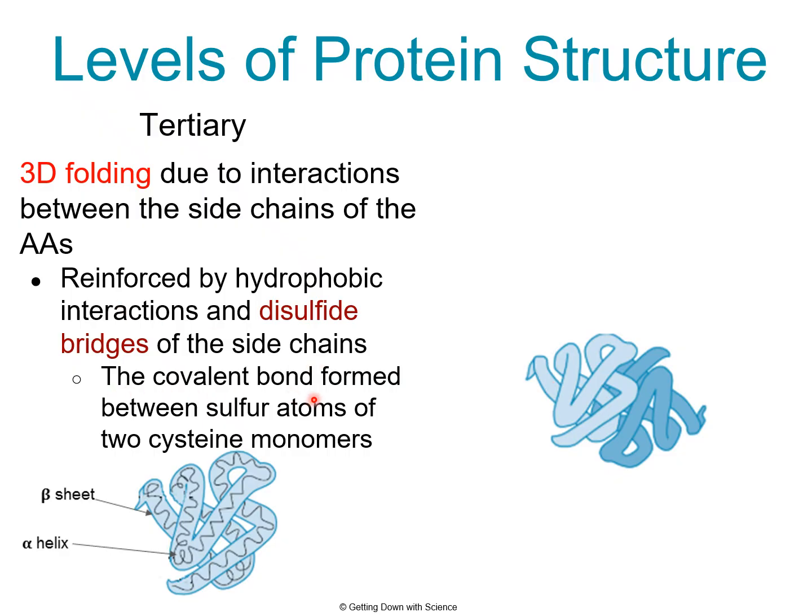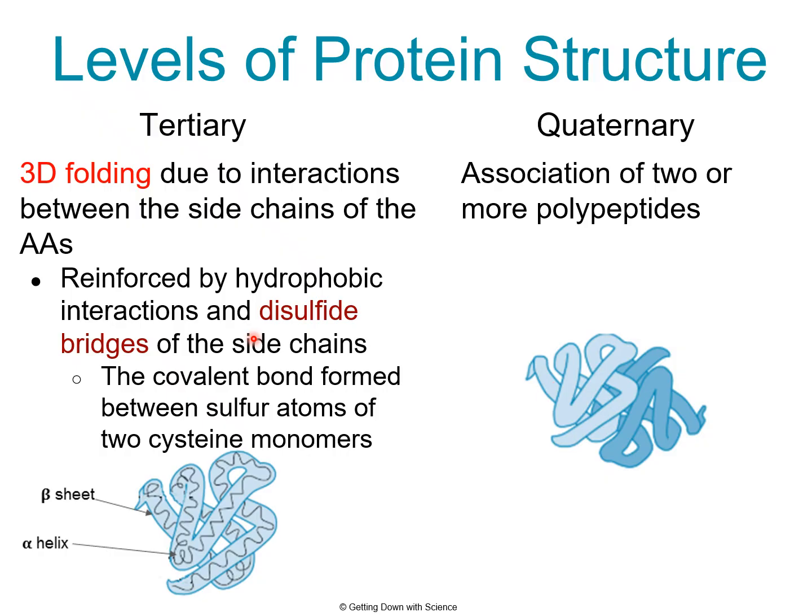The covalent bonds form between sulfur atoms of two cysteine monomers. So if we have disulfide bridges, it means that two cysteine monomers will have to be interacting in a way that they're forming these bonds, and it's sulfur from one cysteine with the sulfur from another cysteine forming what are called disulfide bonds.